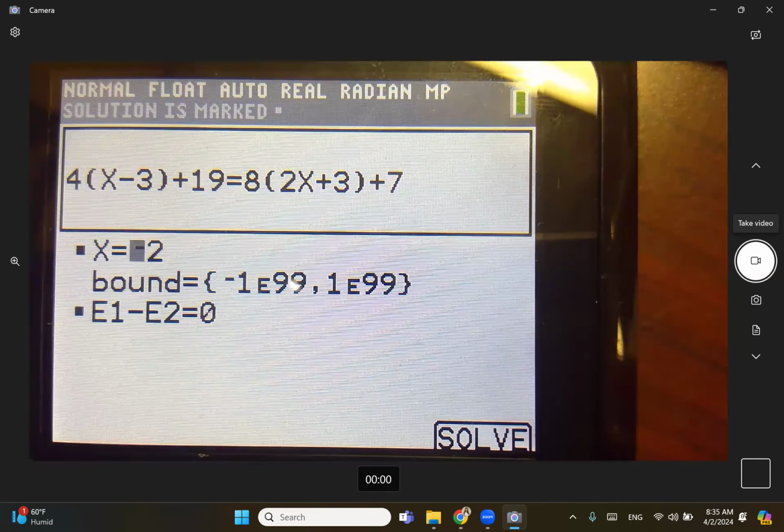Whoa, I love the calculator. When I record, I can't write perfect like I'm used to.